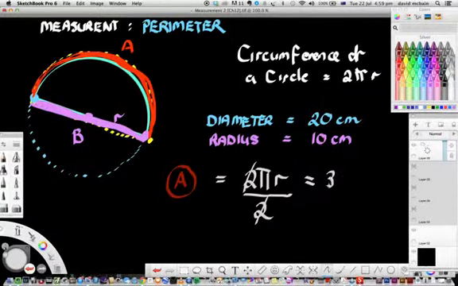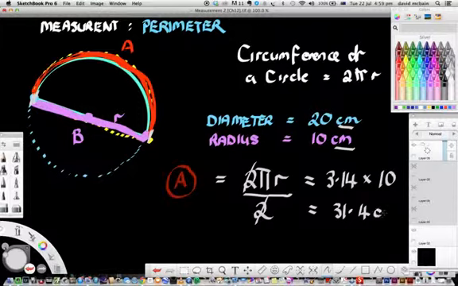And pi is 3.14, and we're going to times that by the radius. Now remember, we said the diameter was 20, so the radius is 10. So multiplying that by 10, that's going to equal 3.14 times 10, which is 31.4 centimetres. We're dealing in centimetres, so the answer is in centimetres. So that's the red section. We now know that distance A, from there to there, is going to equal 31.4 centimetres.